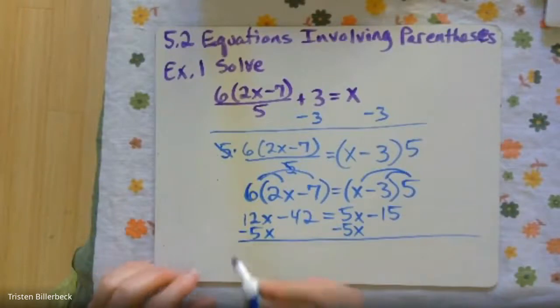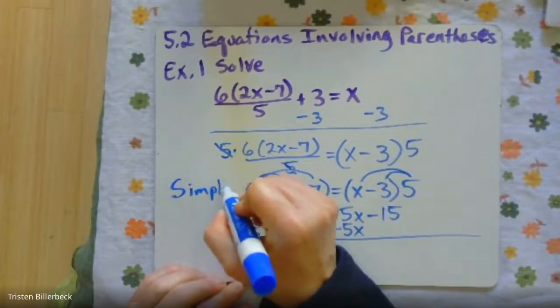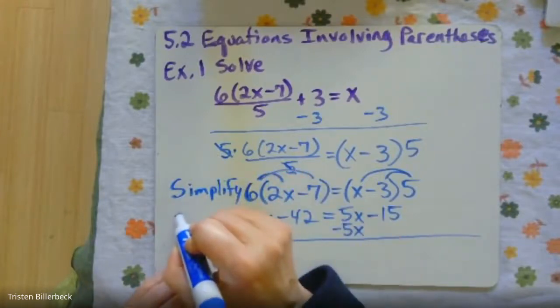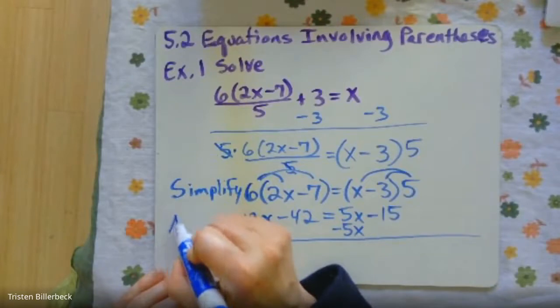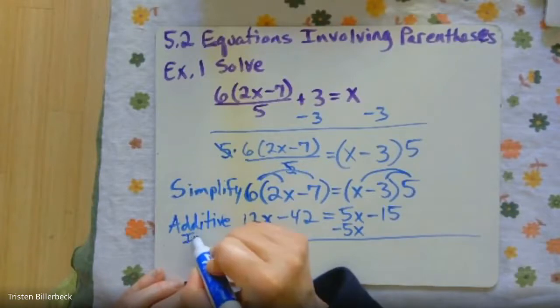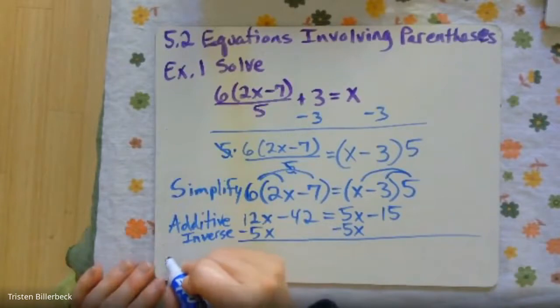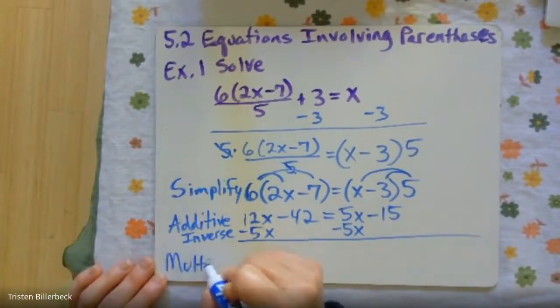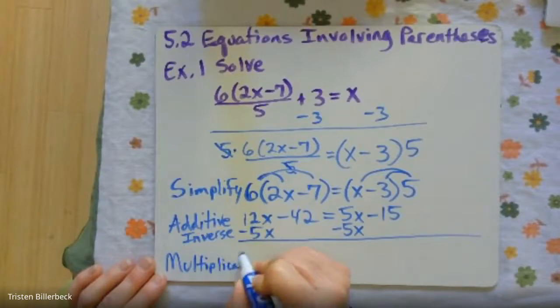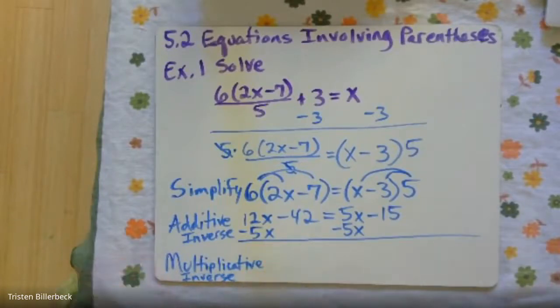So I'm doing a SAM process. So this one is simplify, additive inverse, and we'll be doing a few of those on this problem. And then we're going to do a multiplicative inverse at the end. And I call this the SAM. Okay, so this is how you get SAM.